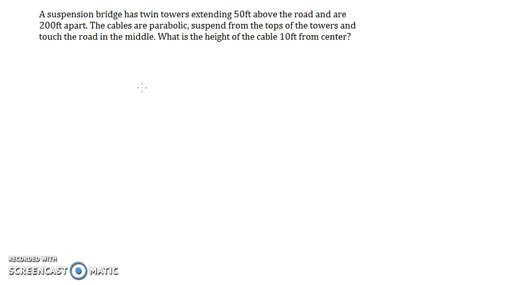Okay, so this one's not area or revenue or anything like that. This one is an actual parabola. The shape of it is a parabola. So what that means is that it is going to be modeled by our general parabolic equation. Okay, so in order to do this, we need a picture because we need to figure out what's going on here.